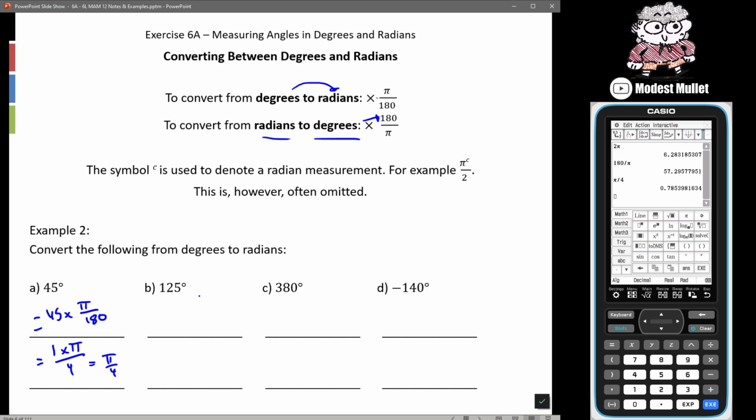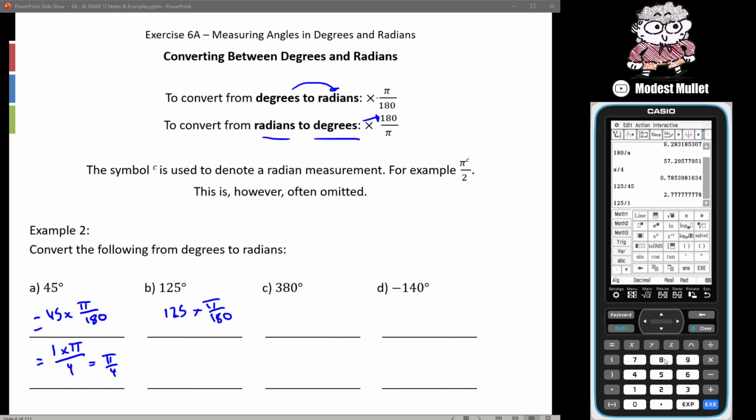Okay, 125, same thing, 125 times by pi on 180. How many times does 125 go in? We could divide both of those by 45. Pretty sure, 125 divided by 45. No, that doesn't work. Let's just put it in our calculator.